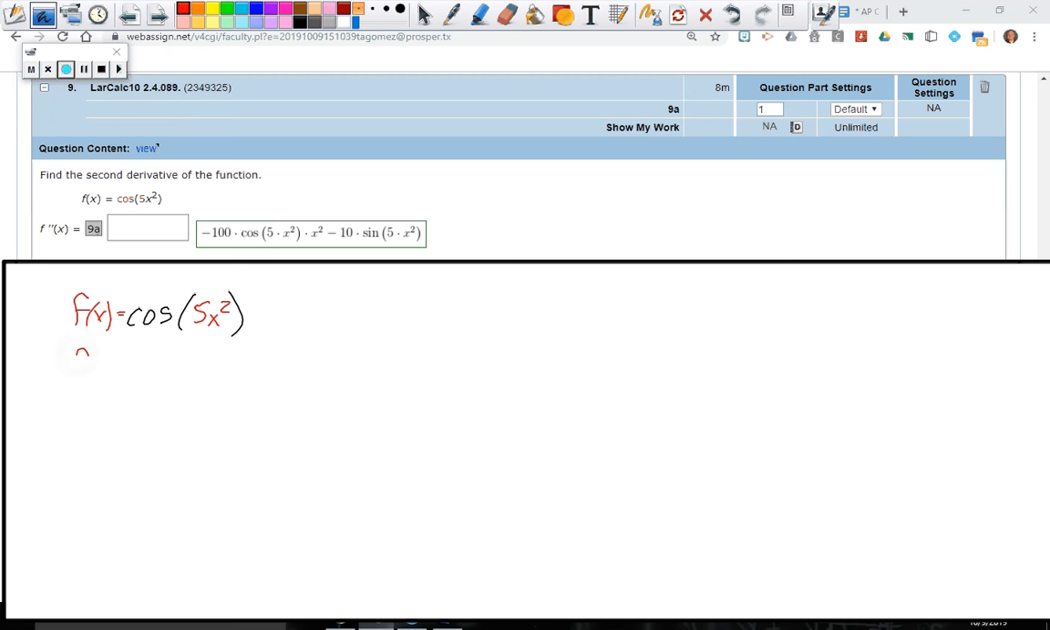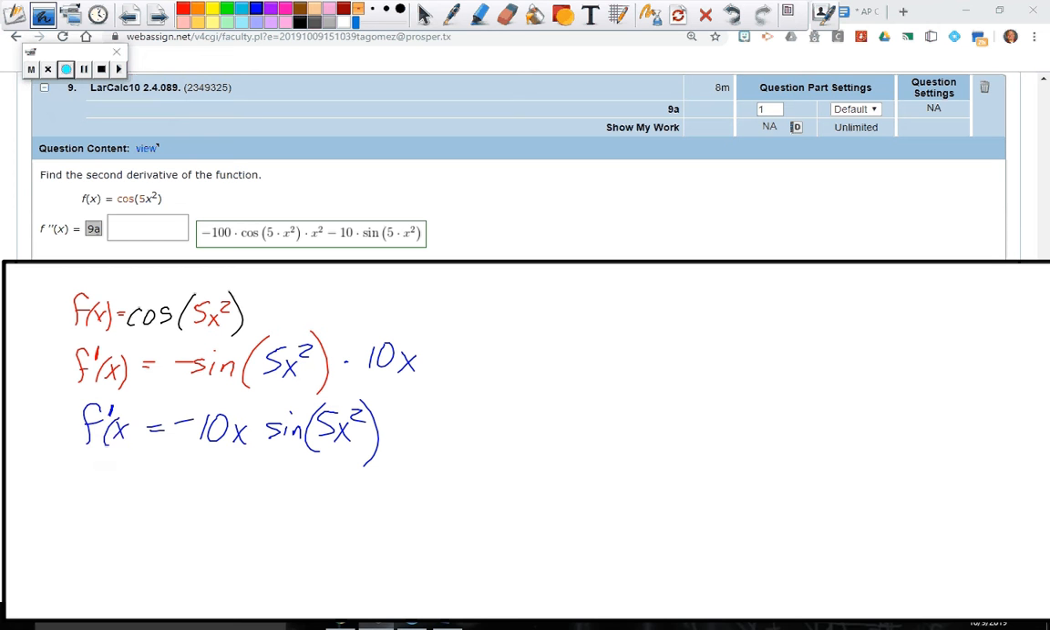The outermost shell's derivative is what? Negative sine. And it's negative sine of what? 5x squared. Remember, that was the cream that was untouched. And then you multiply by the derivative of the inside, which is what? 10x. And my suggestion to you always is to try to simplify as much as you can before you keep going, okay? Otherwise, it can be very, very daunting what you're looking at. So I have negative 10x sine of 5x squared.